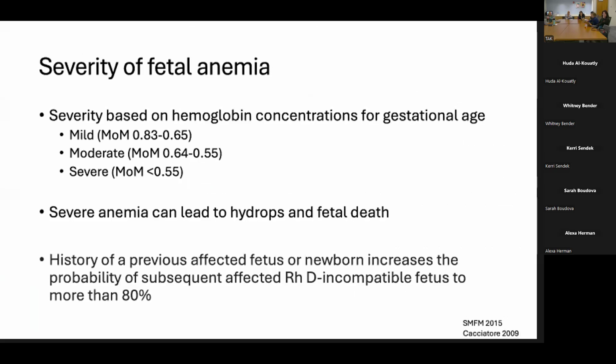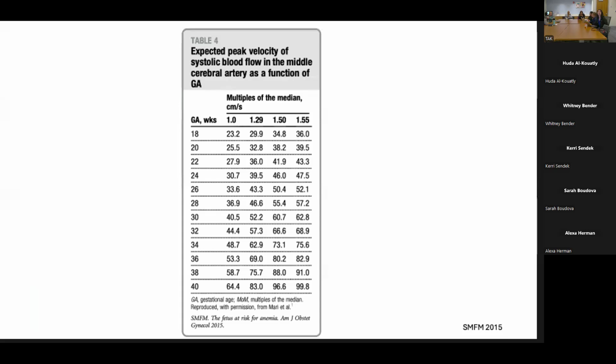Severity of fetal anemia. So you always need to correct the peak systolic value to the gestational age. You need to use the algorithm or the table to determine what is the normal MoMs. You use the MoMs to determine whether you want to do therapy or not, instead of your peak systolic value. So you always need to transform it into a corrected value by the gestational age.